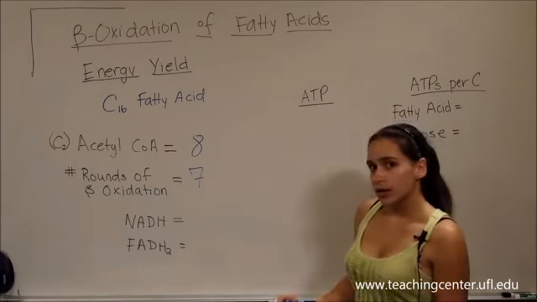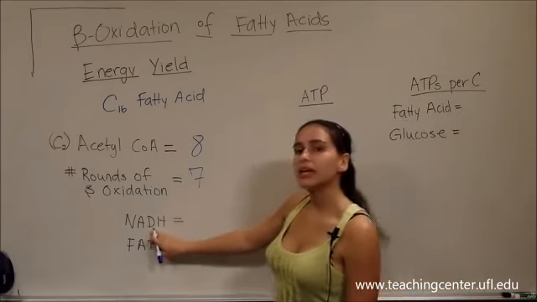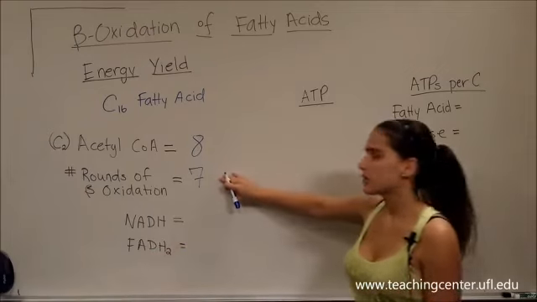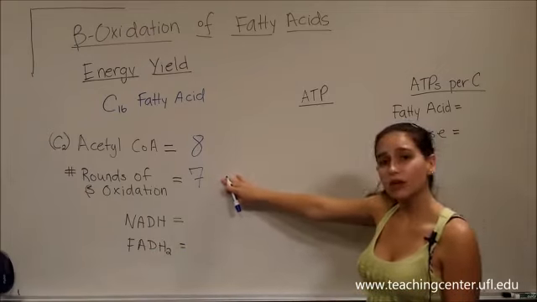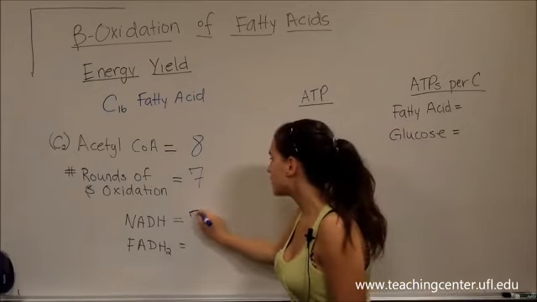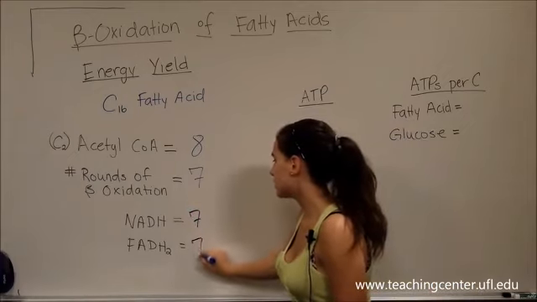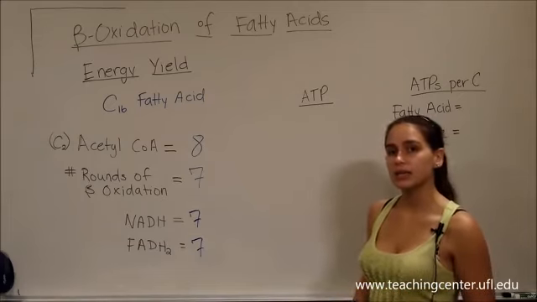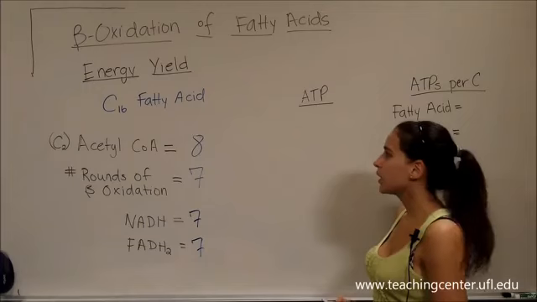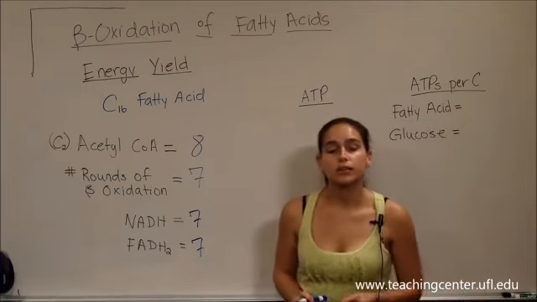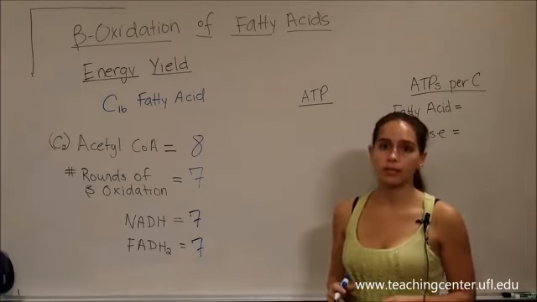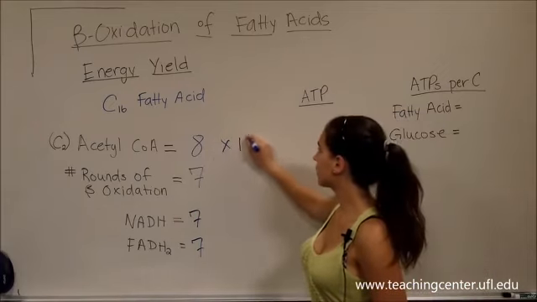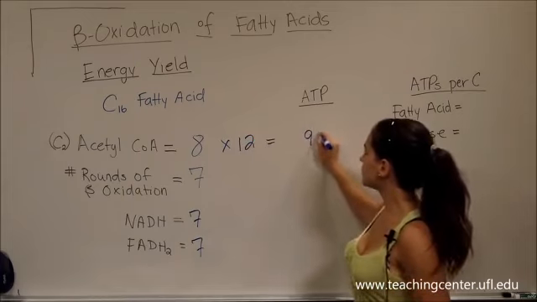And then another little trick is when we're asking how many NADHs and FADH2s we get, we just look at the rounds of oxidation. We have 7 rounds of oxidation, then we're going to have 7 NADHs and 7 FADH2s. So how many ATPs does that give us? Well, we know from the TCA cycle that 1 acetyl-CoA is going to give us 12 ATPs. So 8 acetyl-CoAs is going to give us 96 ATPs.